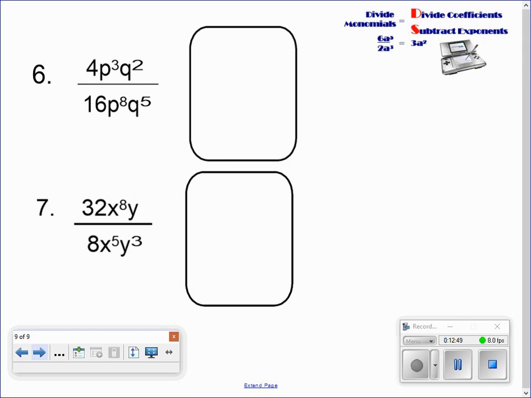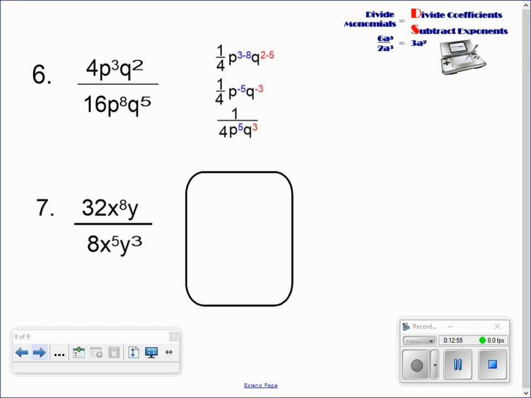Last one here. Okay, we'll simplify the fraction on the top. So 4 divided by 16, that would just be 1/4. P cubed divided by p to the 8th, 3 minus 8, that's negative 5. We can't have a negative exponent, so remember that we're going to have to fix that in just a second. Q squared divided by q to the 5th, that's 2 minus 5, which is negative 3. Again, we can't have a negative exponent, so we take the reciprocal of those.